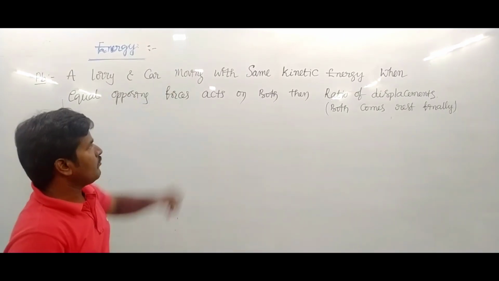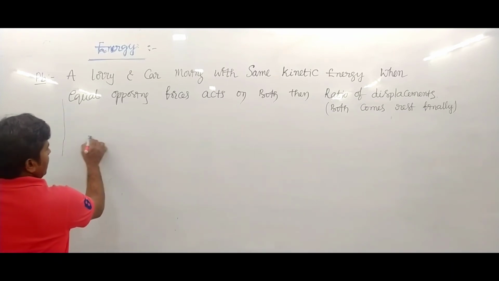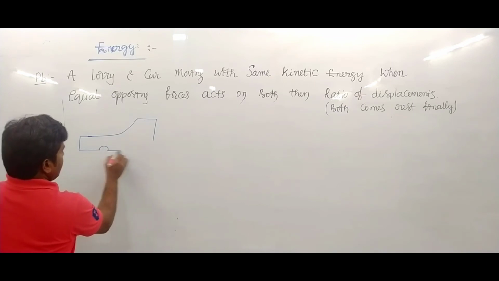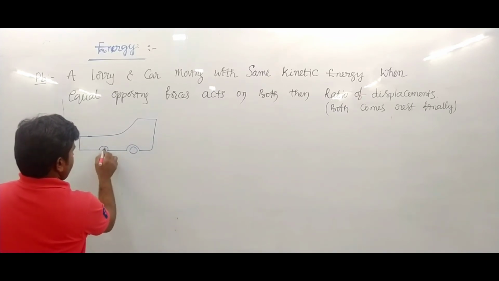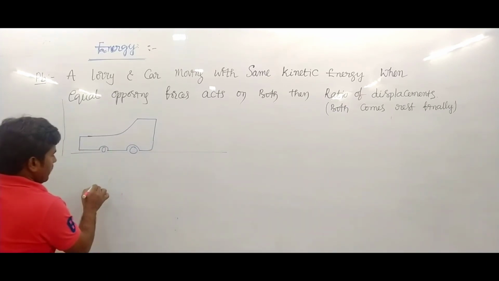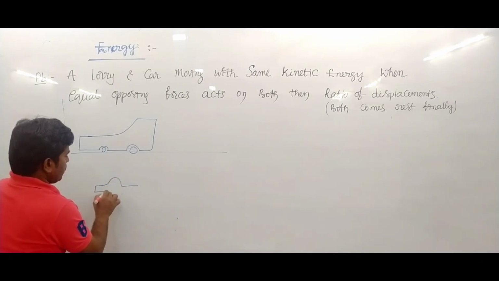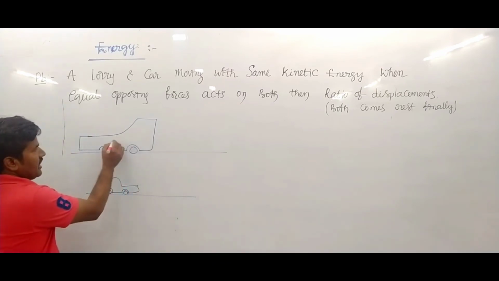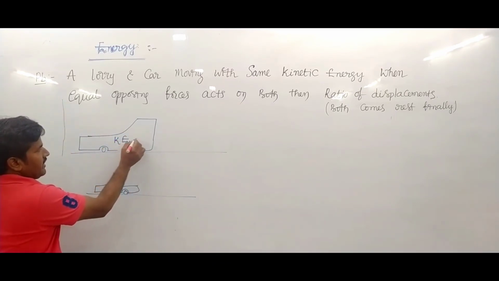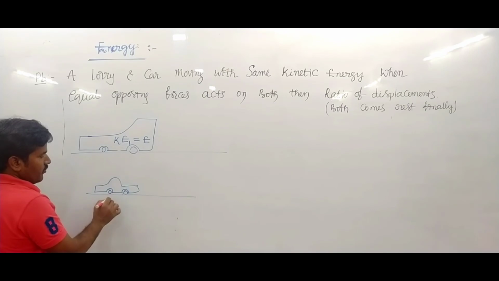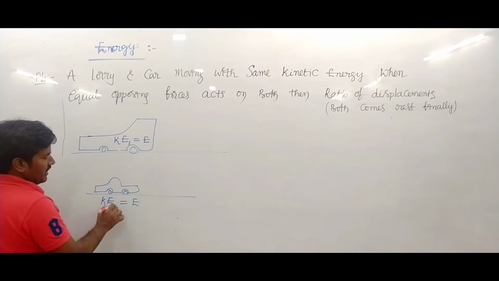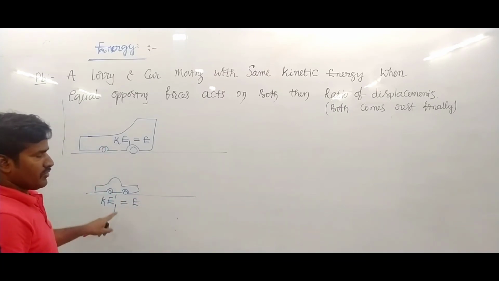Here lorry and car are moving with the same kinetic energy. So initial kinetic energy is the same, Ke1, that is E. This one also has the same kinetic energy, Ke1. Initial kinetic energy becomes the same.